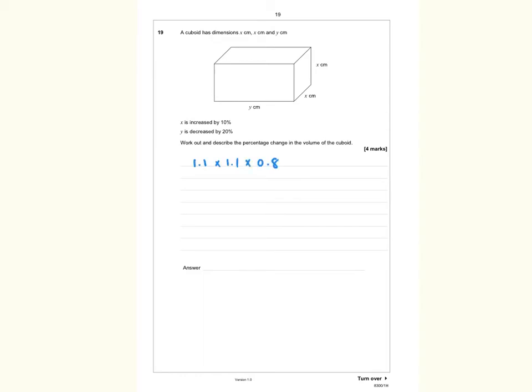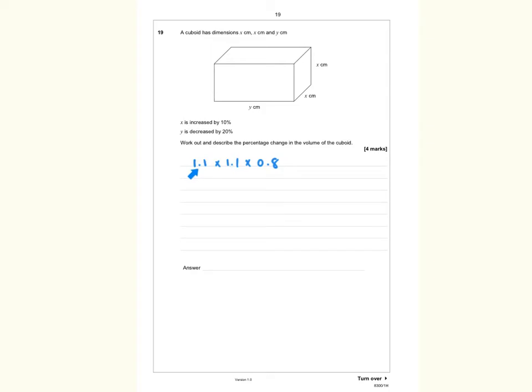Okay, if I was to multiply this all out, if I get a number more than 1, that means it's an increase by a certain percentage. If it's less than 1, like this 0.8, then it will be a decrease. Okay, so this is not easy to work out. Okay, it's easier to do it with fractions.